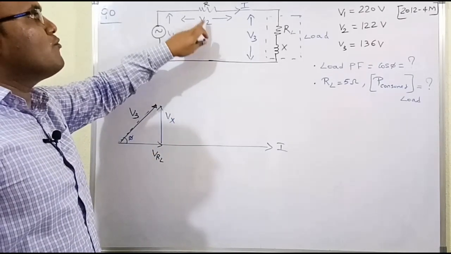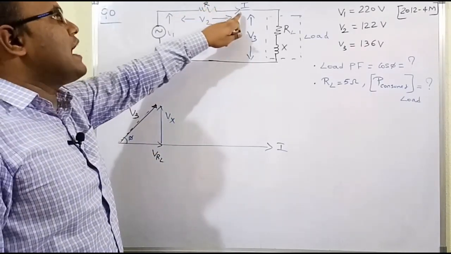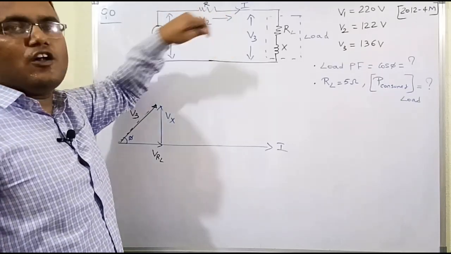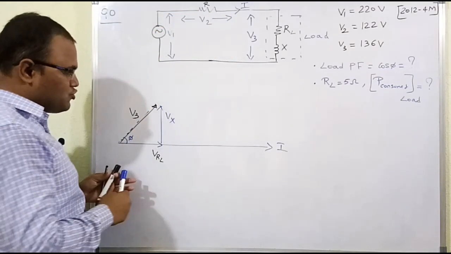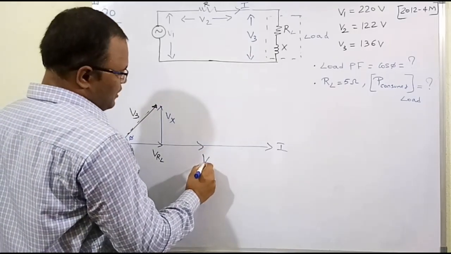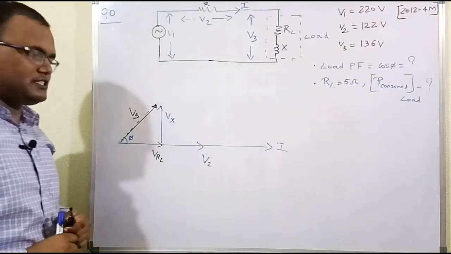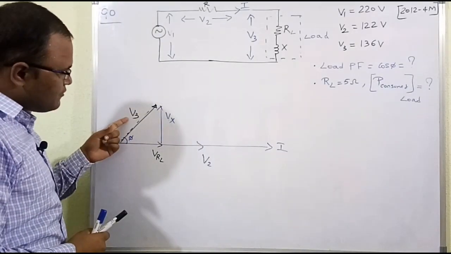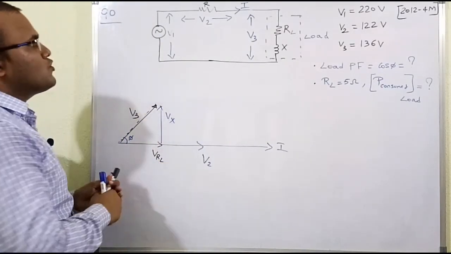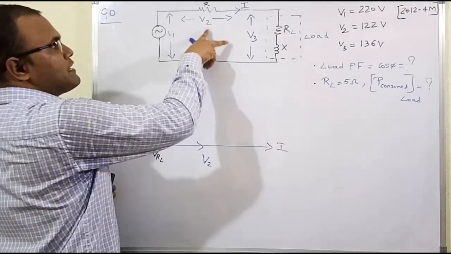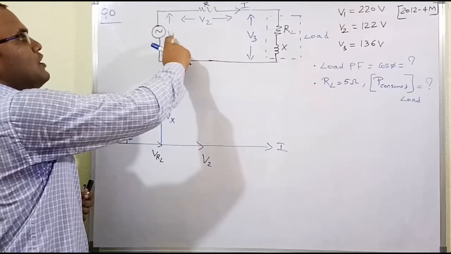Now, V2 is the voltage across the resistor R, and I is the current in the resistor. In a resistor, voltage and current are always in phase. So let me assume this is V2, because in the resistor R the voltage and the current are both in phase. Then V3 is drawn on V2. Now V2 and V3, their combination, their vector addition, will become V1.